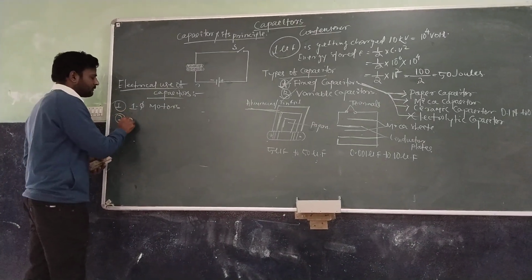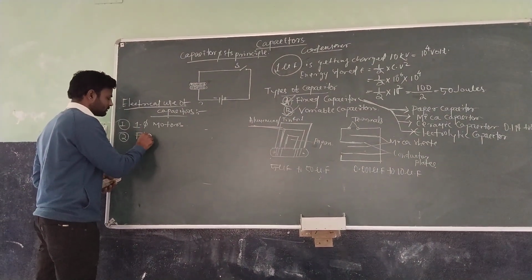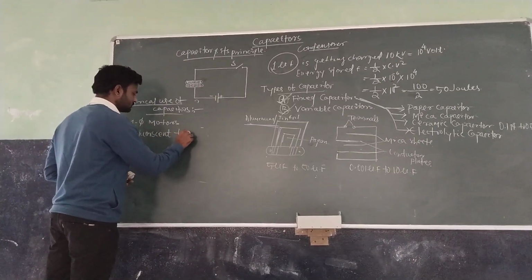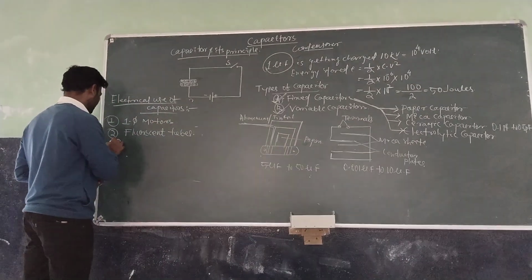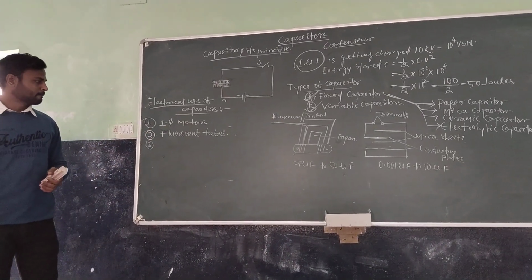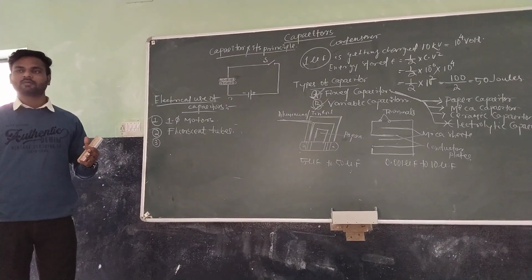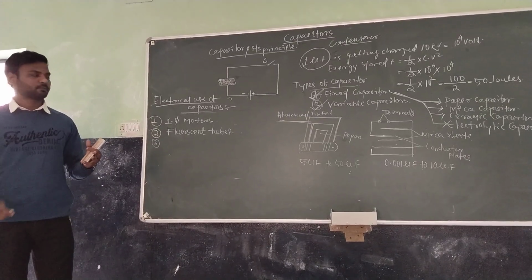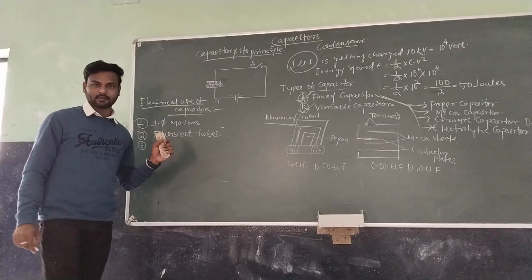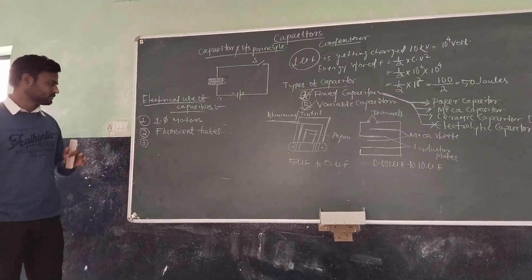So a capacitor is used in single phase motors and ceiling fans. And the second one is fluorescent tubes. Why? Because the capacitor is used in fluorescent tubes to provide the high starting current to the fluorescent tube circuit.